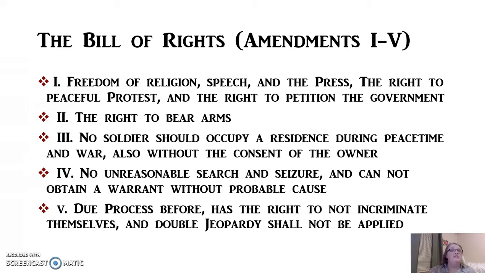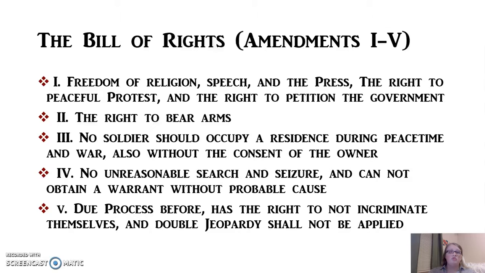Once again, not added until 1791. Now let's discuss the first 5 amendment rights. First, probably one of the most well known is the freedom of religion, speech, and the press, the right to a peaceful protest, and the right to petition the government. The second, the right to bear arms. That's pretty given. Anyone can own a gun.